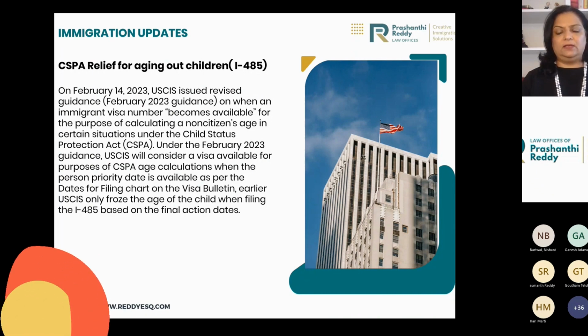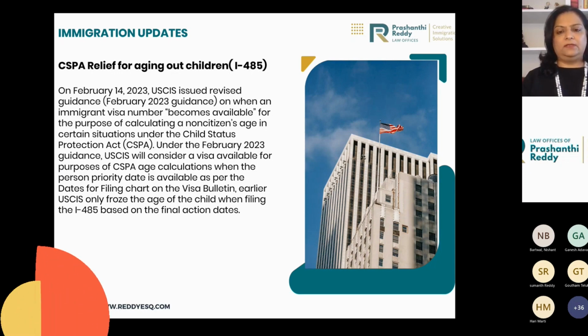But unfortunately, the law, the way it existed earlier, was that if the 485 is being filed based on the dates for filing table and not based on the final action date table, then the child's age does not freeze. So you file a 485 for the child based on dates for filing. Dates for filing is basically where the visa number is not actually available, but they're allowing you to file in advance because they hope that by the time they process the 485, the visa number will become available.